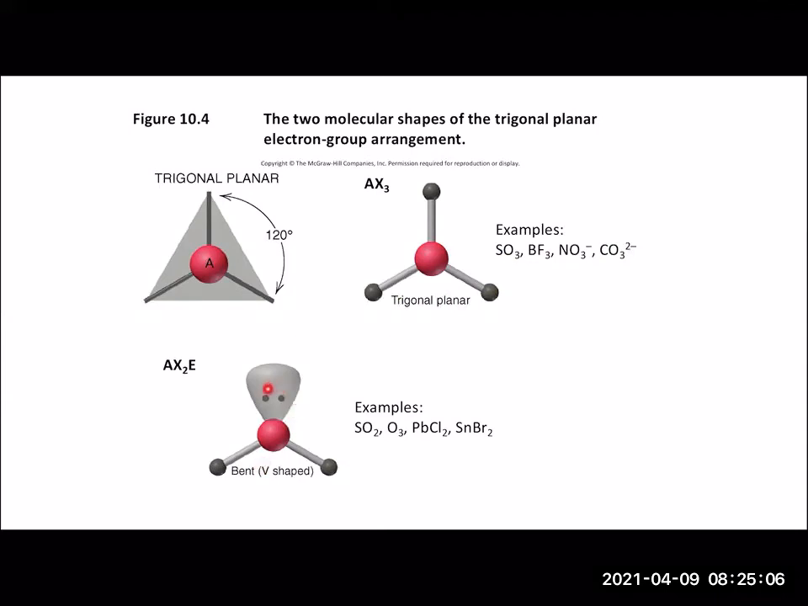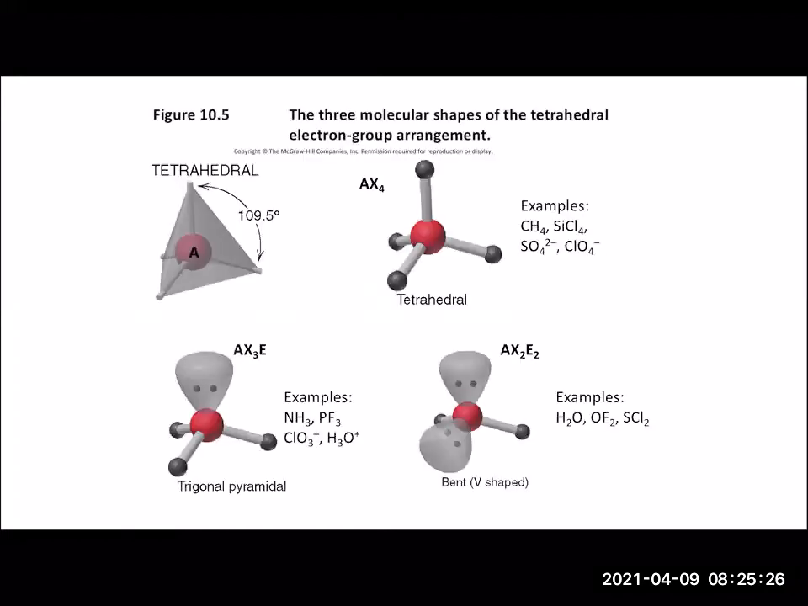Or if we switch out one of those bonding groups with a lone pair, we can end up with SO2, ozone, lead-2 chloride, or tin-2 bromide. Those are all examples that exhibit a bent shape. Finally, when we look at a tetrahedral, this is when we have 4 groups around the central atom. If all 4 of those are atoms, we have CH4, silicon chloride, sulfate, perchlorate.